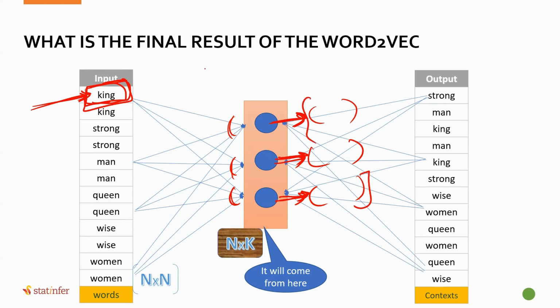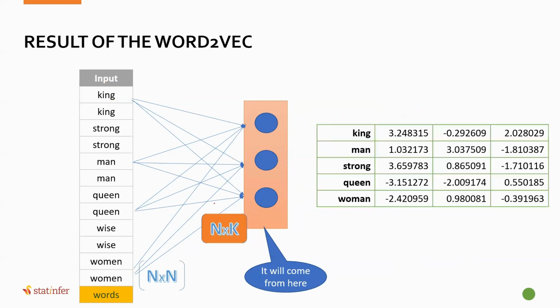So finally, when you have king, you will have a vector H1, H2, H3. When you say strong, you will have a vector H1, H2, H3. When you say man, the same. So finally the output of word2vec looks like this. King is this vector, man is this vector. How is this vector generated? It is the intermediate output H1, H2, H3 in this case.